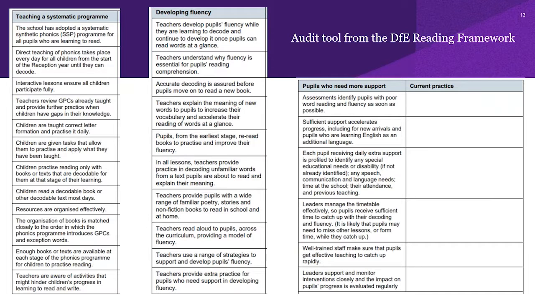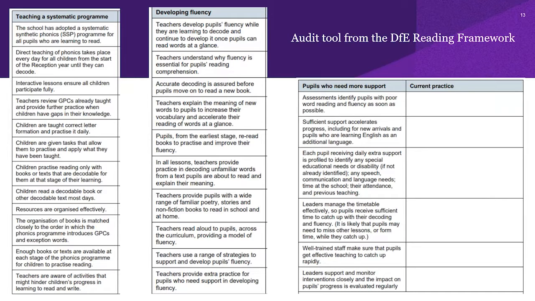It could also be looking at whether the timetable is managed effectively, so pupils have enough time to catch up with their decoding and fluency. And also, if we look at the last point on the table, which says pupils who need more support, leaders support and monitor interventions closely and the impact on pupils' progress is evaluated regularly.